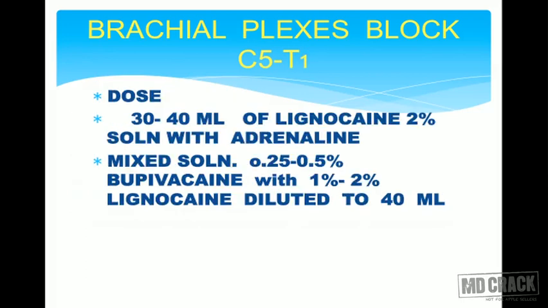Dose: how much should be injected? Approximately 30 to 40 ml of xylocaine solution with adrenaline, or a mixed solution if you are using, say, 0.25 to 0.5% of bupivacaine with 1 to 2% of xylocaine diluted to around 40 to 50 ml.